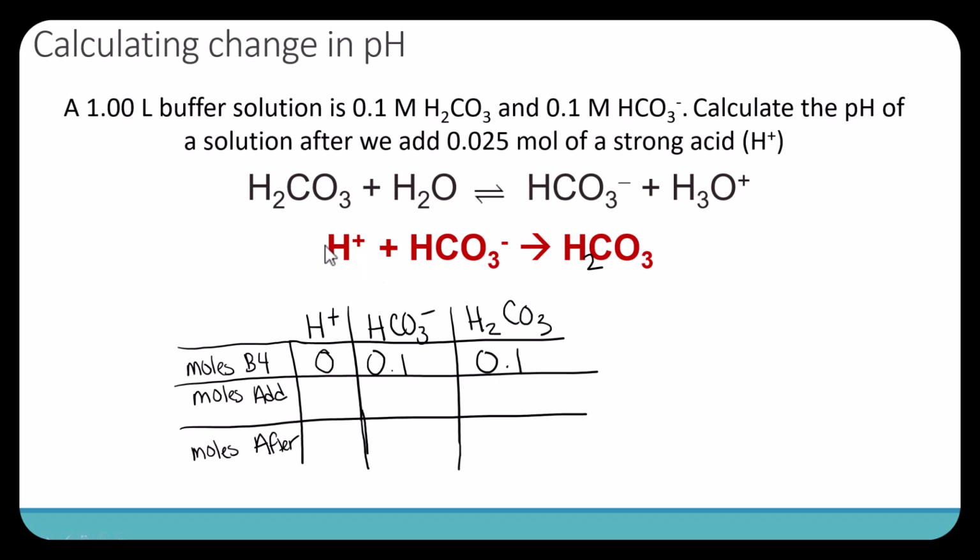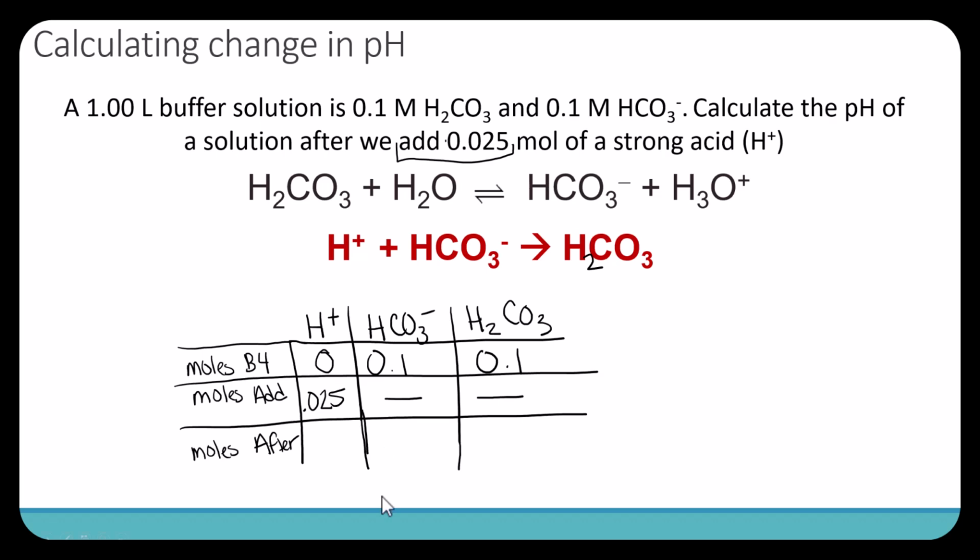Moles added. So this is going to be when we're adding our acid. So kind of a moot point here, we're not adding our weak acid. We're not adding our conjugate base. How much of the strong acid was added? That's what we see right here. Add 0.025 moles. Now we need to calculate what everything looks like after.